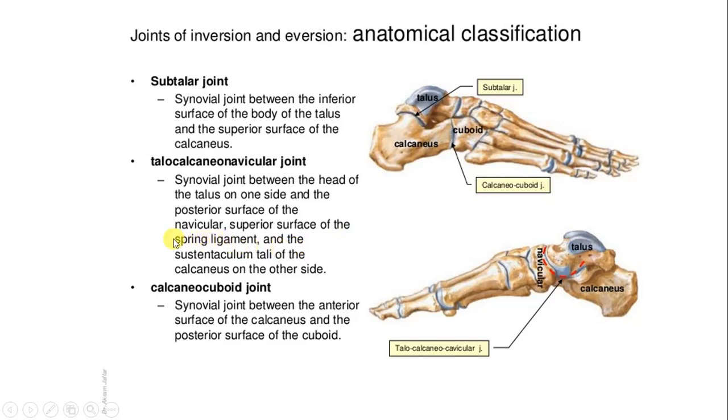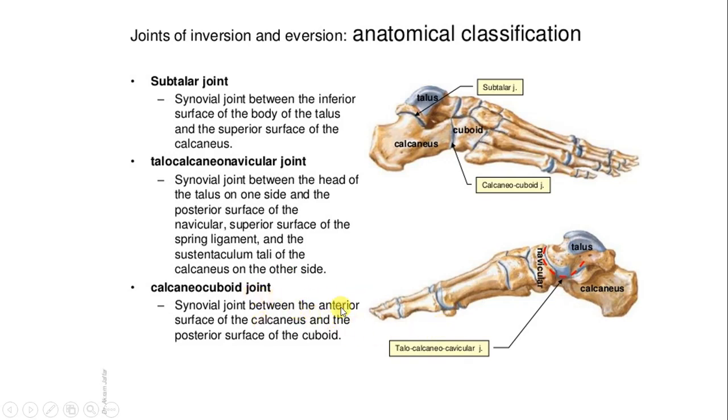So here a special thing that we have learned is that one part is not bony but a ligamentous structure, that is the spring ligament, the superior surface of the spring ligament, and the sustentaculum tali of the calcaneus on the other side. These are making the part of the joint, a ligament which is making part of the joint.